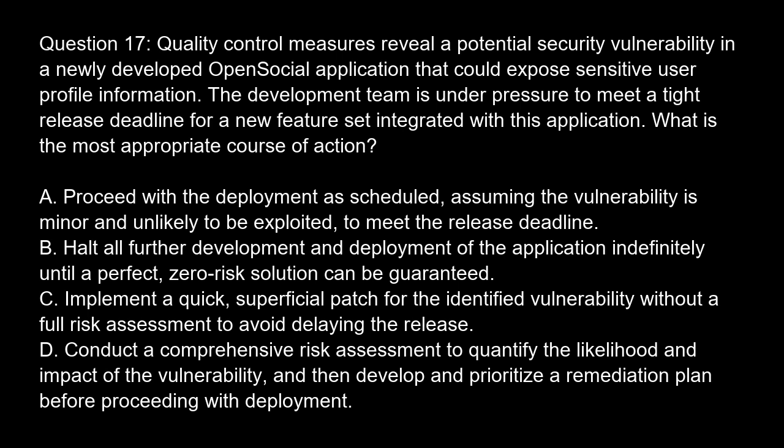Option B. Halt all further development and deployment of the application indefinitely until a perfect, zero-risk solution can be guaranteed. Option C. Implement a quick, superficial patch for the identified vulnerability without a full risk assessment to avoid delaying the release. Option D. Conduct a comprehensive risk assessment to quantify the likelihood and impact of the vulnerability, and then develop and prioritize a remediation plan before proceeding with deployment.